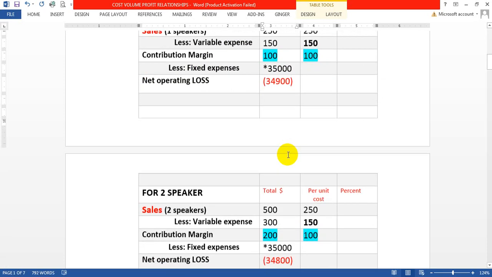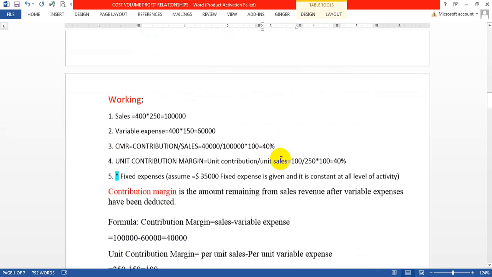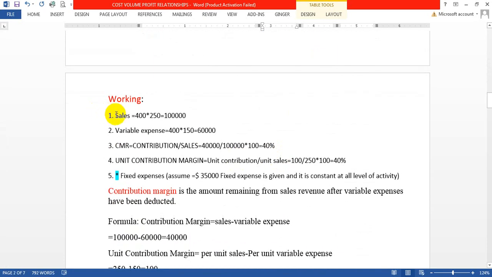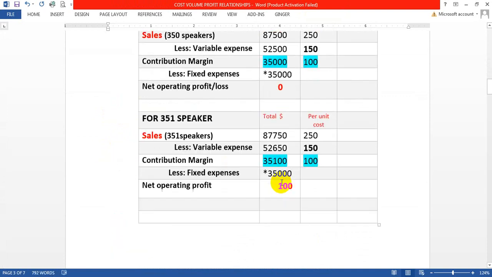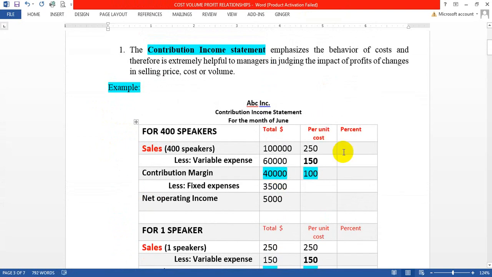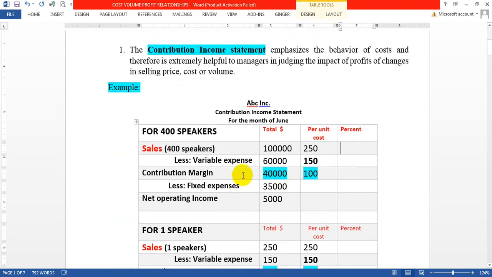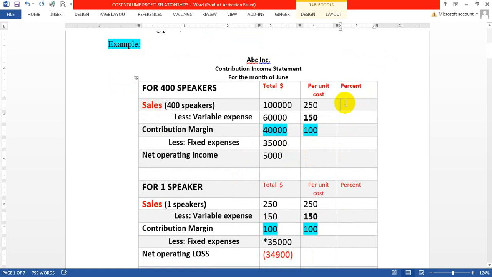I write here a few calculations. How do I calculate the sale? 400 into 250 equals 1 lakh. How do I calculate variable expense? Variable expense equals 400 into 150, that is 60,000. Now we are moving to another thing, where I want to take a percent.